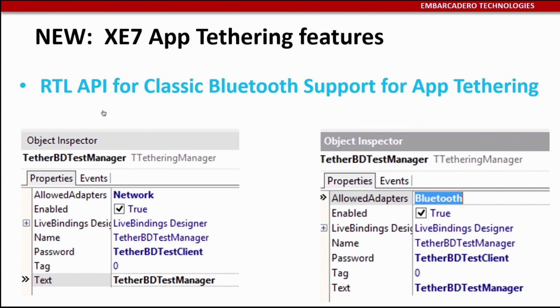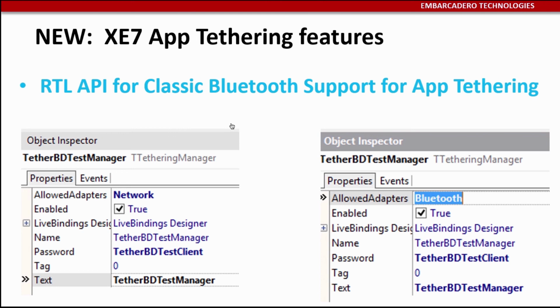The runtime library has a new unit called System.Bluetooth that provides a multi-device API to access the Bluetooth features of the device that is running your application. This new unit provides support for both Bluetooth Classic and Bluetooth Low Energy. So you can now use app tethering to connect your application using Bluetooth Classic in addition to IP connections.